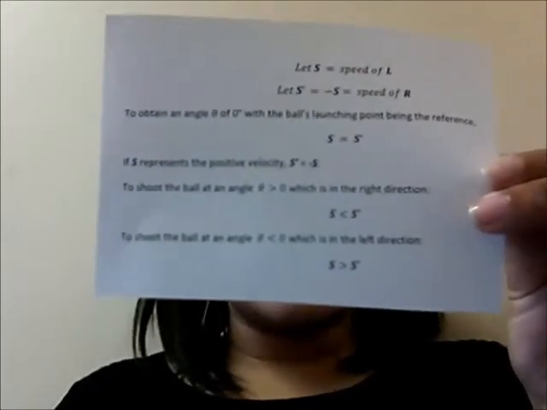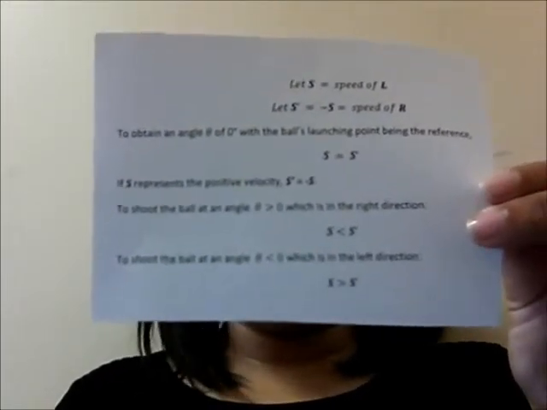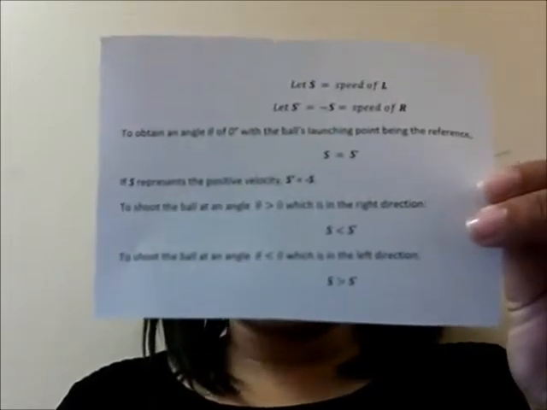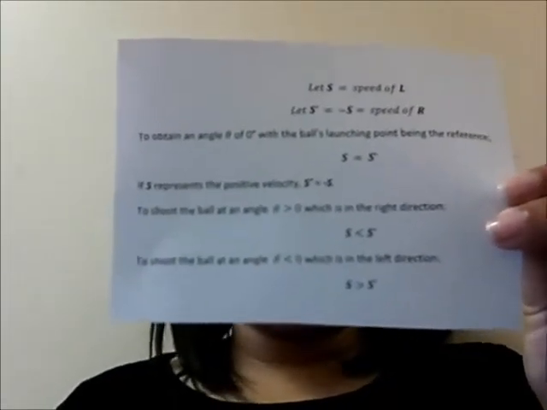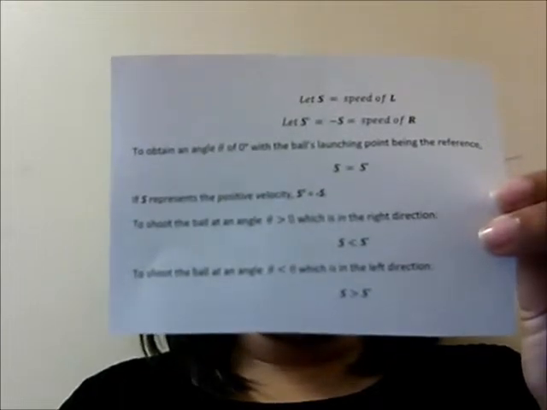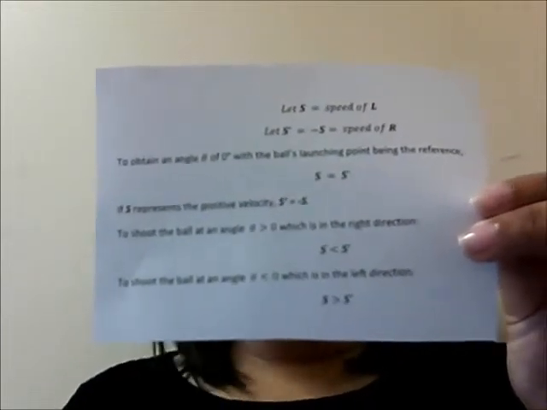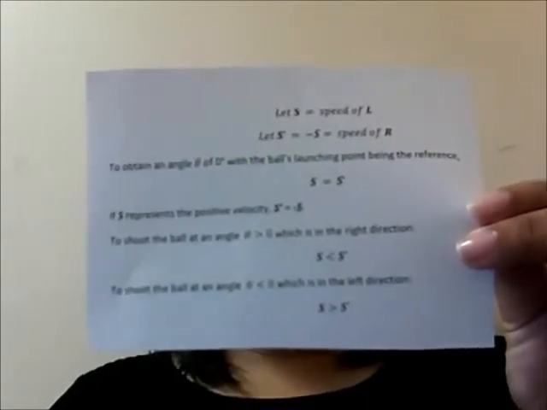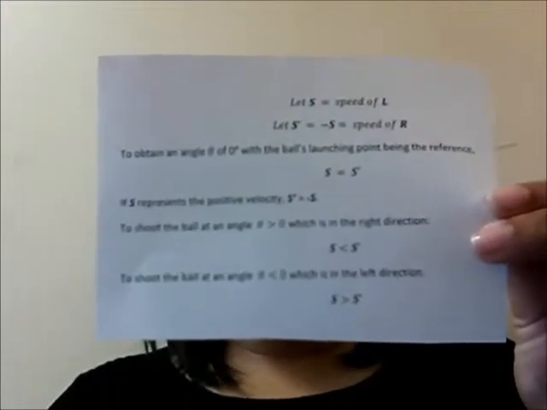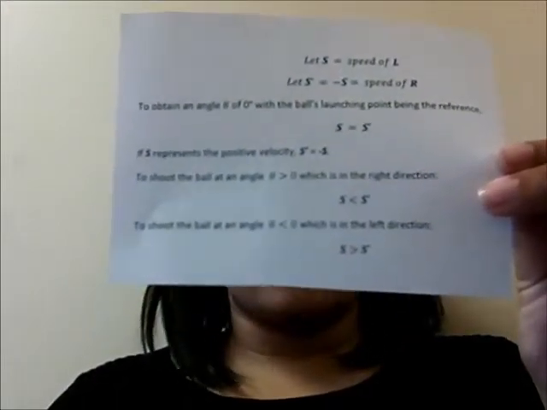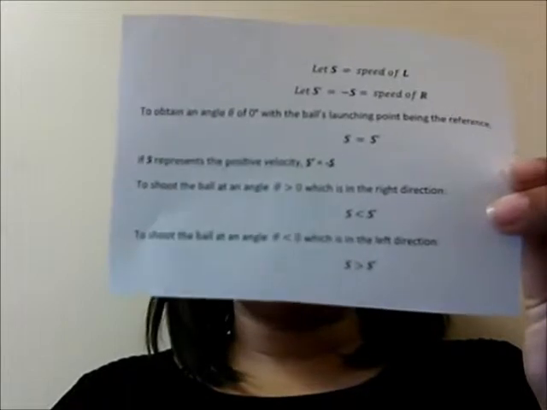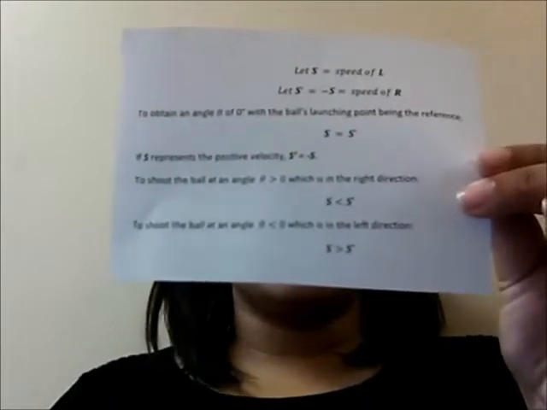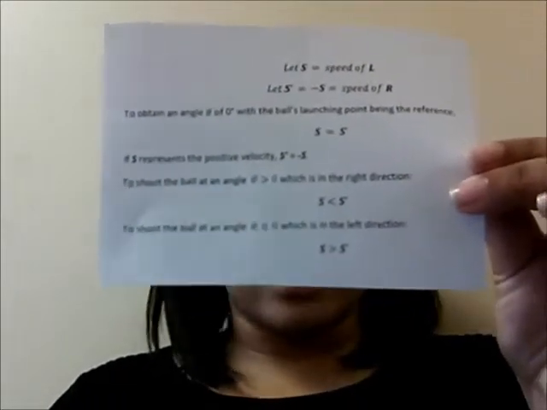So if S represents the positive velocity, S naught equal negative S, then to shoot the ball at an angle greater than 0, which would be in the right direction, we would use the equation S is less than S naught. And to shoot the ball at an angle less than 0, which is in the left direction, we would use the equation S is greater than S naught.